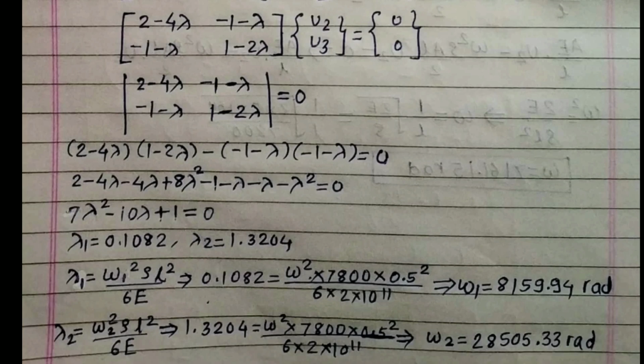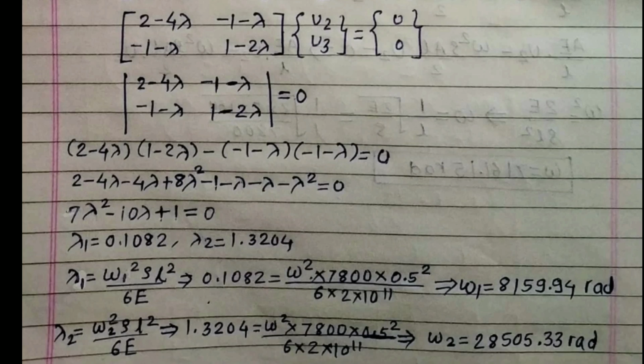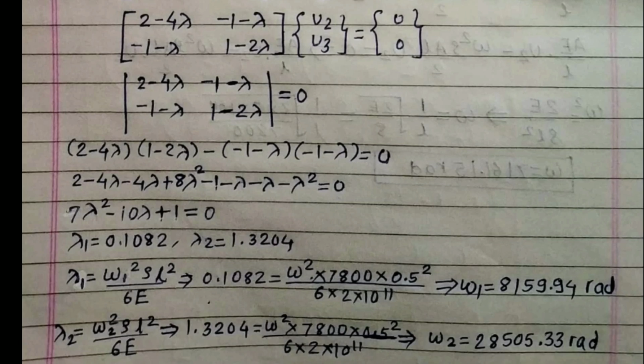By solving this equation, we will get two values of lambda. The first is 0.1082 and the second is 1.3204. We know that lambda is given by omega square into rho L square by 6E. So in this equation, if you put the value of lambda as 0.1082, then we will get the value of omega as 8159.94 radian.